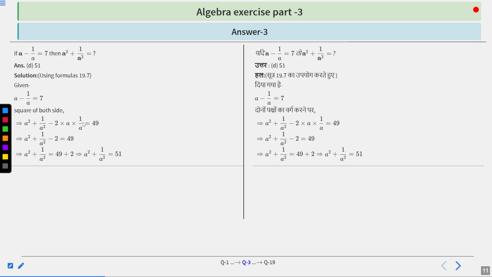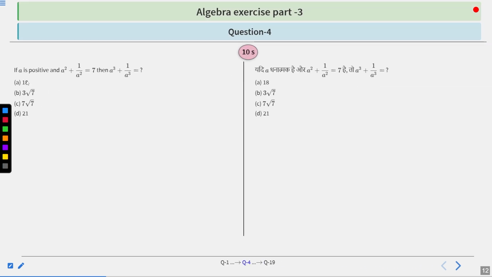Then a square plus 1 upon a square minus 2 equals 49, because a and 1 upon a will cancel out each other and we will get only 1. So 1 into 2 is 2. Thus a square plus 1 upon a square is equal to 49 plus 2, that is 51. Option number D, 51, is the correct answer.